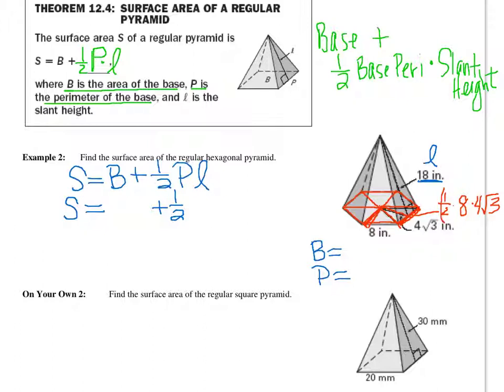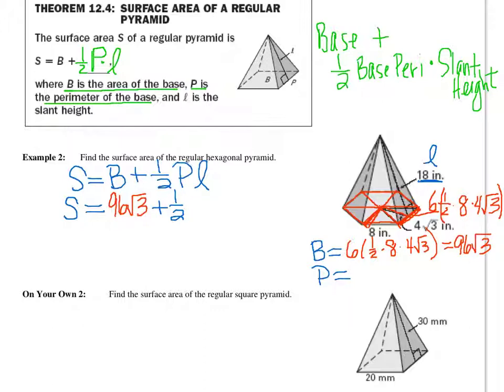So I'm going to take that one triangle's area and I'm going to multiply it by 6. So if you do 6 times 1/2 times your base of that one triangle times your height of that triangle, if you simplify that, half times 8 is 4. 4 times 4 is 16. 16 times 6 would give me 96 times the square root of 3. And that's going to be my base area. And again, I found that by finding the area of one little triangle and then multiplying it by 6. So my B is 96 times the square root of 3.